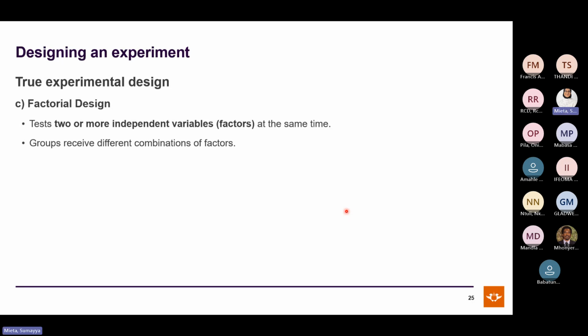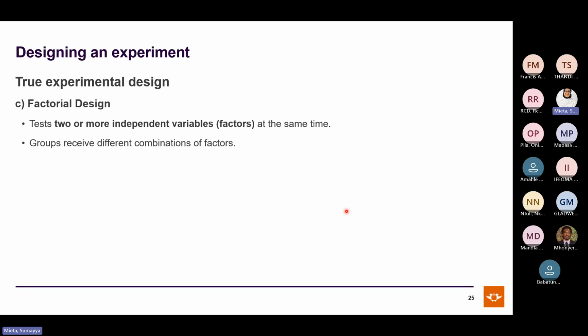Okay. And then the third type of experimental design that you could use for the true experimental design is factorial design. Okay, and the factorial design is where you test two or more independent variables at the same time. And groups receive different combinations of factors.